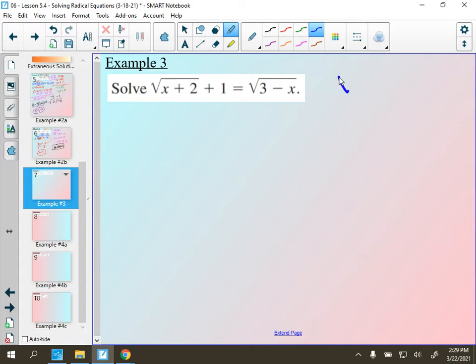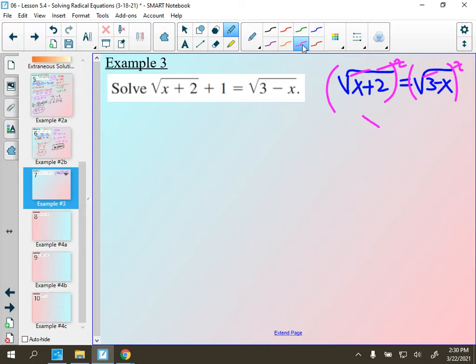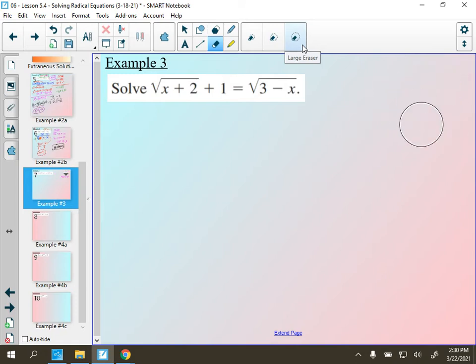Obviously, if this was just x, the square root of x plus 2 equals the square root of 3 minus x, that would be like maybe the complete opposite of, wow, that's an easy problem, where I could just square both sides, be done, and then x plus 2 equals 3 minus x, and we'd say, wow, I love that one. But unfortunately, that little tiny one out there kind of messes everything up. So let's take a look.